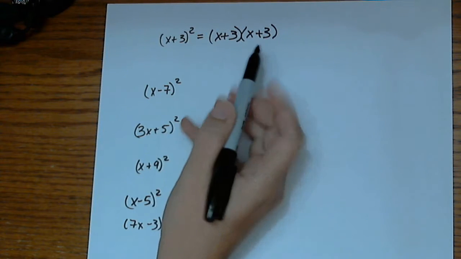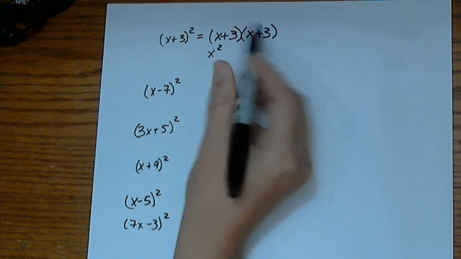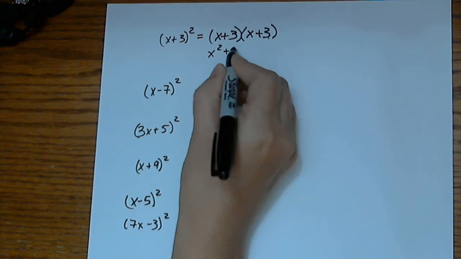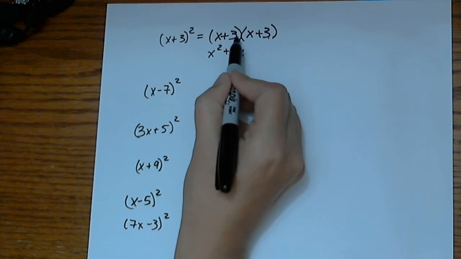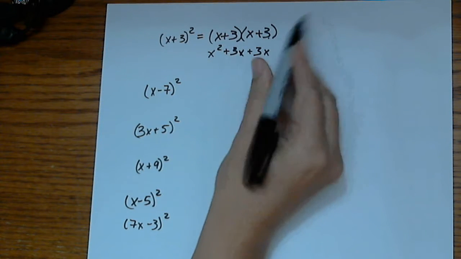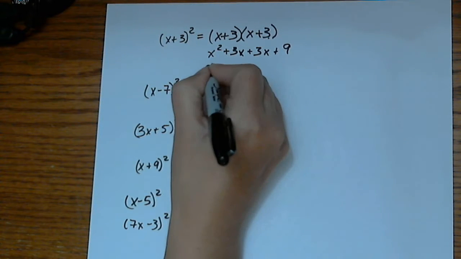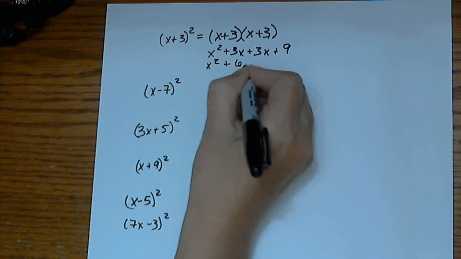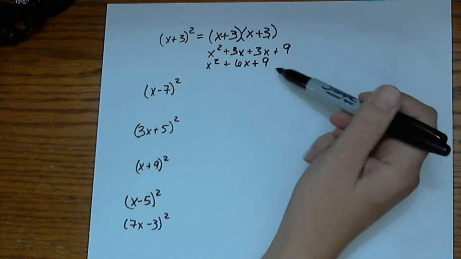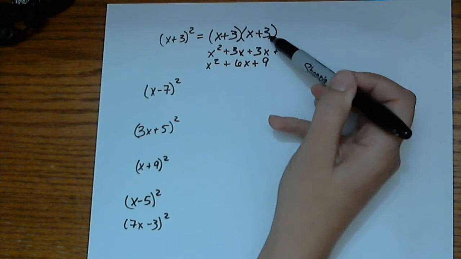So if you're going to FOIL this, the first terms times each other would be x squared. The outer terms would be x times 3, or 3x. The inner terms would be 3 times x, or 3x. And the last terms would be 3 times 3, which would be 9. And if you add like terms, you're going to get x squared plus 6x plus 9. The thing is, you can do this every single time as long as you remember to write it out and make sure you FOIL.